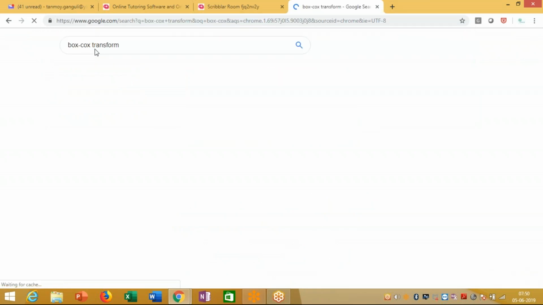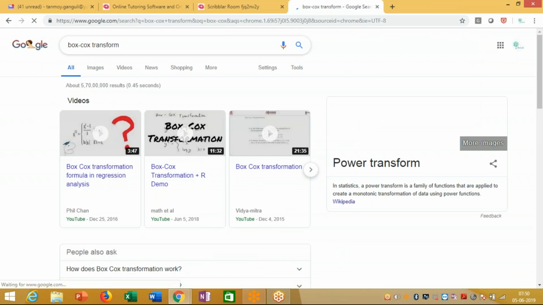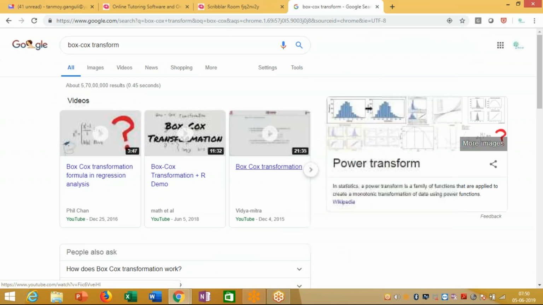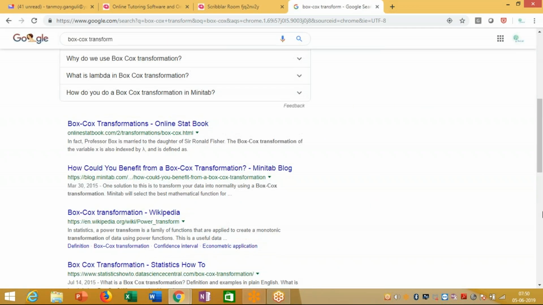And what exactly is this transformation? Why do we need the transformation? And how would it help me get this transformation? So that is what we will first start off with.